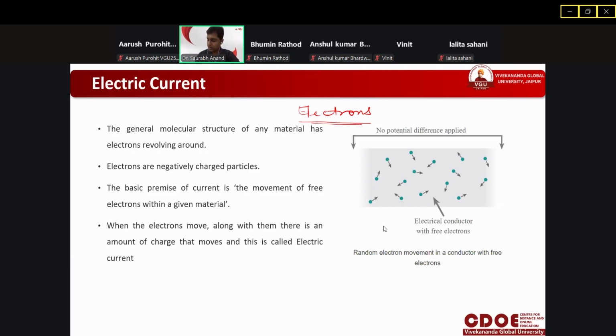If you see any material using a microscope, there will be an orientation like this. This is one nucleus. In the nucleus there will be protons and neutrons, and these are the orbits. On these orbits, electrons are moving like this. You might have studied this in chemistry, the structure, the orientation of the material, right?